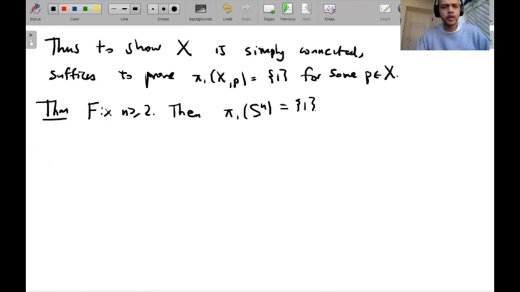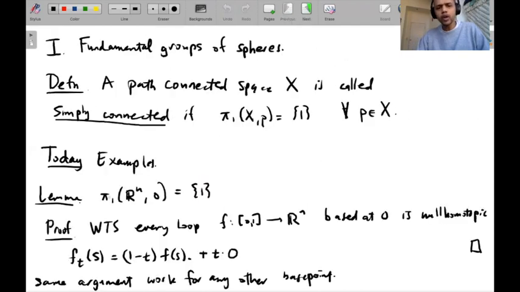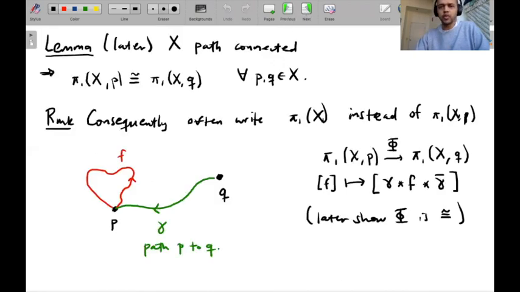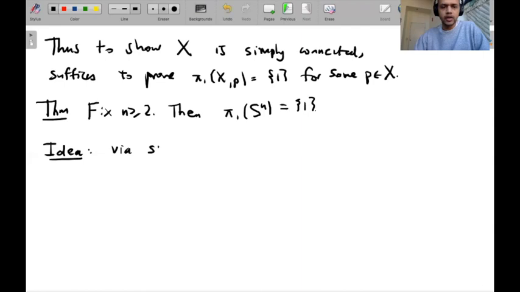Okay, so let me start with a little bit of informal discussion before we get to the proof. So here's one way you could try to prove this theorem. First, we already know that Rn is simply connected, and the n-dimensional sphere is basically Rn with an extra point via stereographic projection.